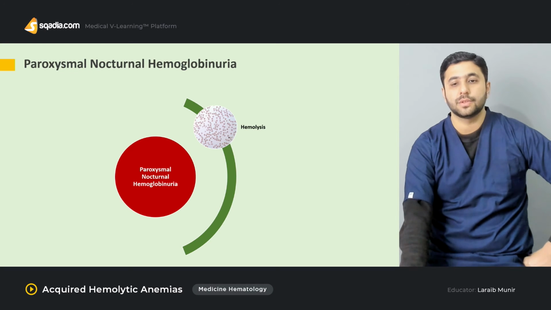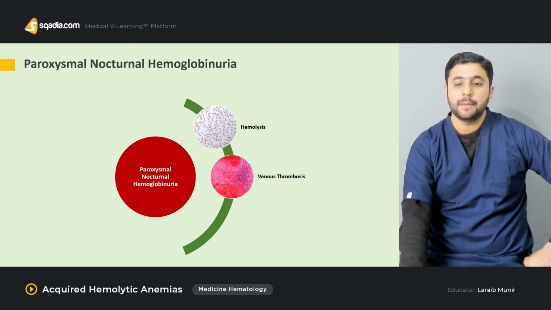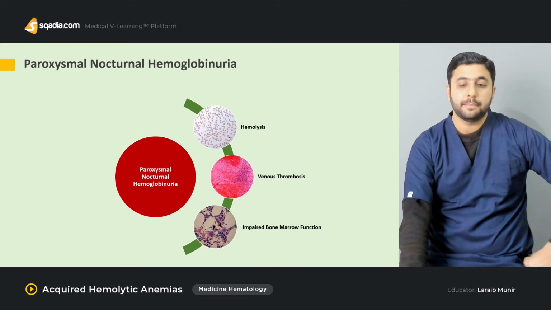in your differential diagnosis. There can be venous thrombosis. I'm going to explain why there is venous thrombosis in the coming slide when we explain the pathophysiology. And there is impaired bone marrow function leading to pancytopenia.